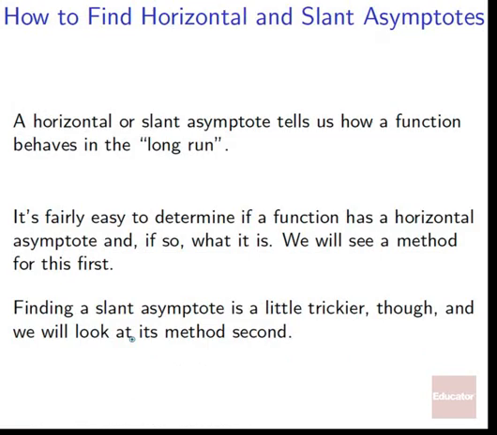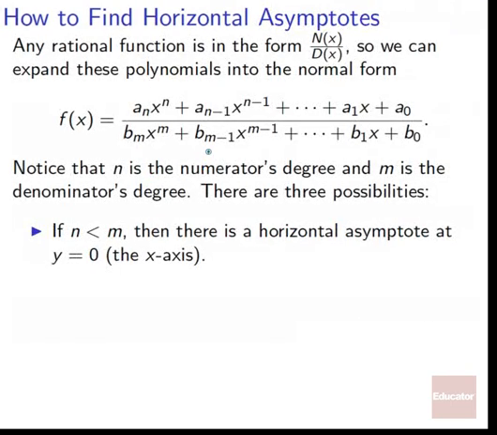How to find horizontal and slant asymptotes. A horizontal or slant asymptote tells us how a function behaves in the long run. That's the idea here. It's fairly easy to determine if a function has a horizontal asymptote, and if so, what it is. We'll see a method for that first. Finding a slant asymptote is a little bit trickier though, and we'll look at its method second, but it's not that difficult. Any rational function is in the form n of x over d of x, where they're both polynomials.